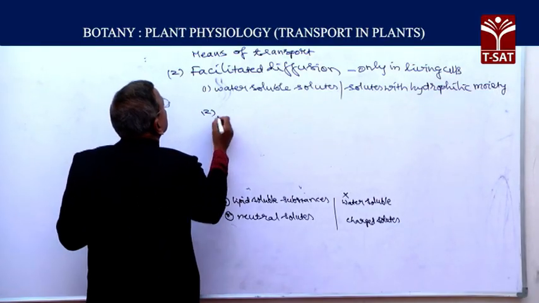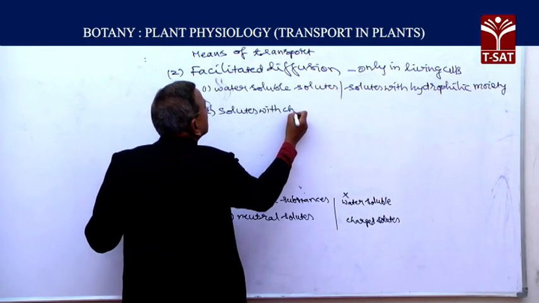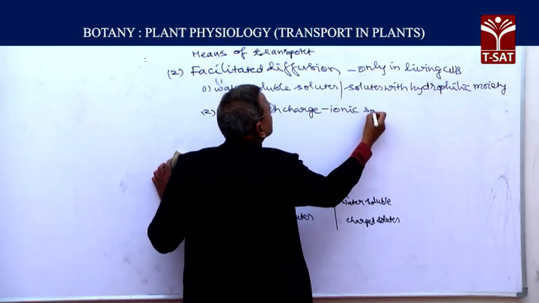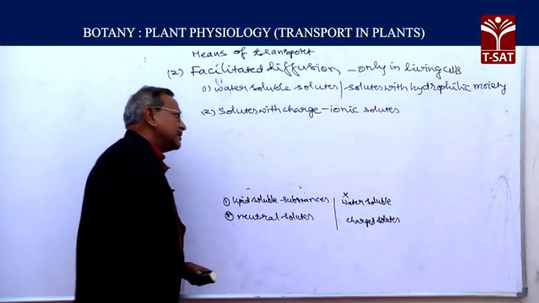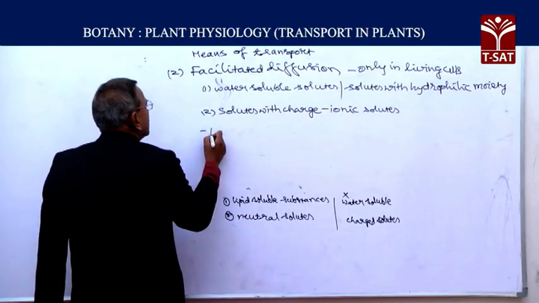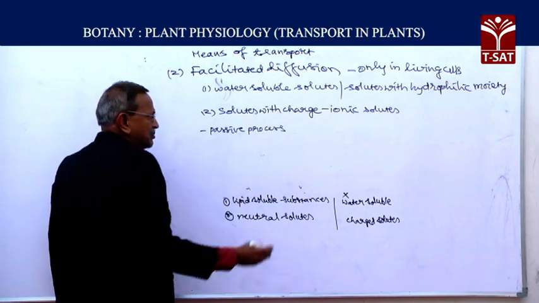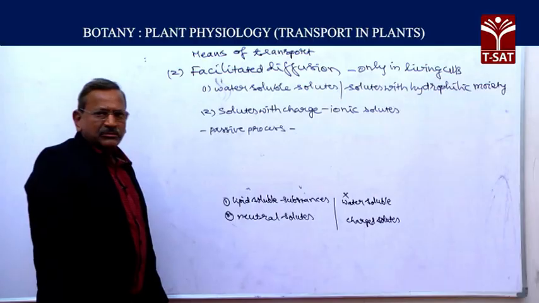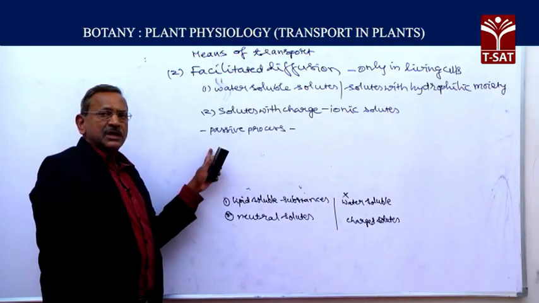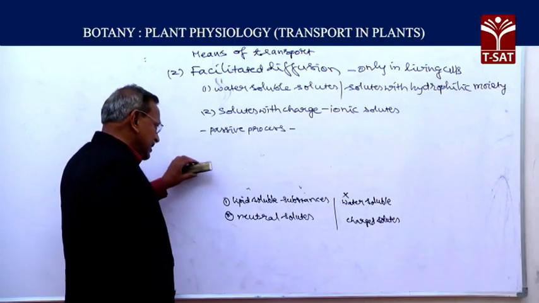Next, solutes with charge. So these are ionic solutes can be transported through facilitated diffusion. This is a passive process. This is passive process, does not require metabolic energy. Like simple diffusion, facilitated diffusion is also a passive process. It does not require metabolic energy in the form of ATP.